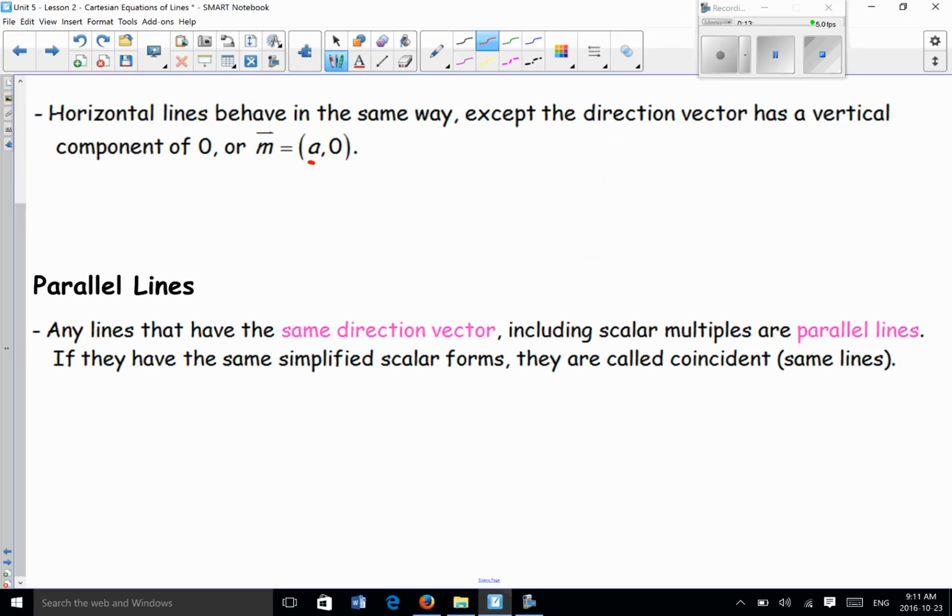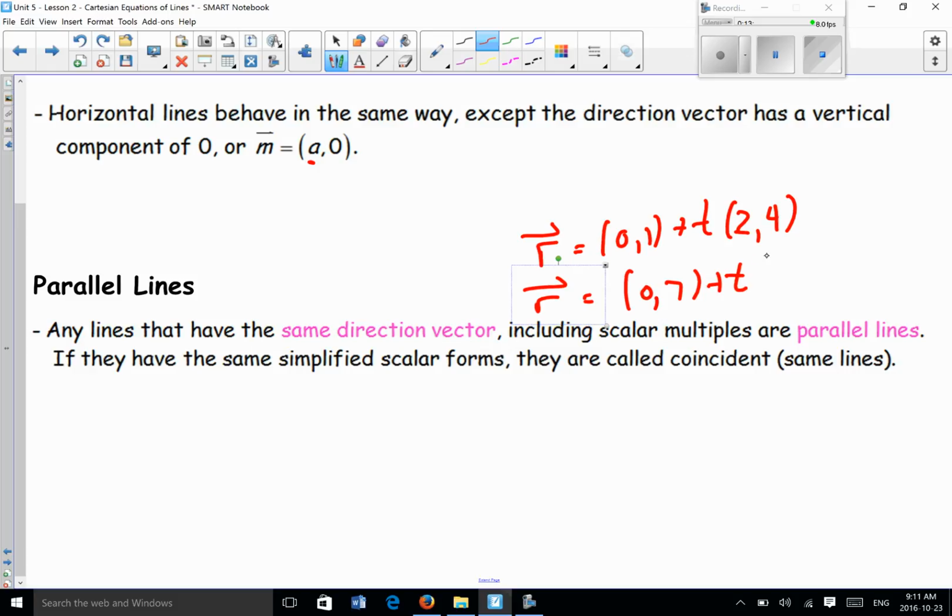Parallel lines: any lines that have direction vectors that are scalar multiples show that they're parallel lines. So if I saw something that was r has a point of (0, 1) plus t times (2, 4), then I saw another one that had (0, 7) plus t times (4, 8), I would know those two are parallel lines because these two direction vectors are scalar multiples.